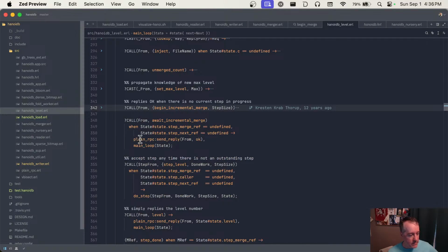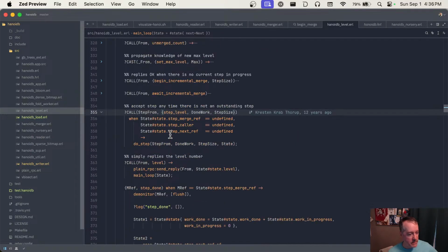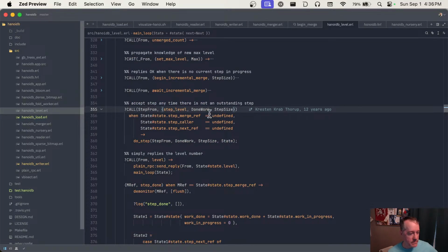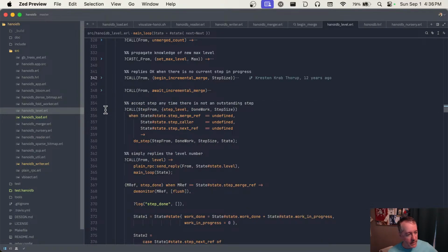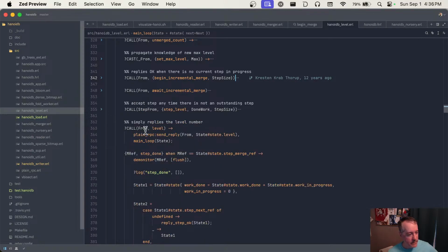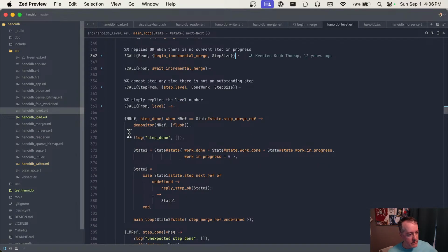And we're going to have to search. I actually don't know if that's being used. Interesting. Probably is, but okay. So if we get a from and we're not already doing work, then this is what we were jumping into before. So step level. We also did it here in beginning incremental merge, but we're saying, hey, we've done 0 work so far. Okay. Yeah, that's just a call from level.